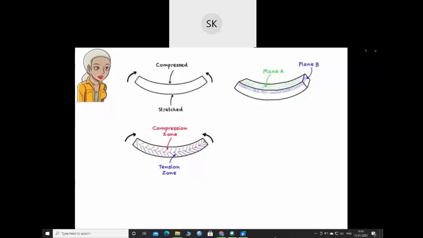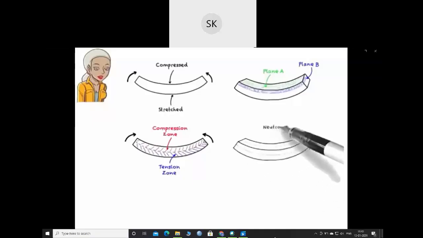Closer to the inner core of the beam, less compression or tension takes place. In fact, there is a surface inside the beam on which the fibers do not change length. Why? The fibers are neither compressed nor stretched. In effect, this surface separates the compression zone from the tension zone. We call it the neutral surface.